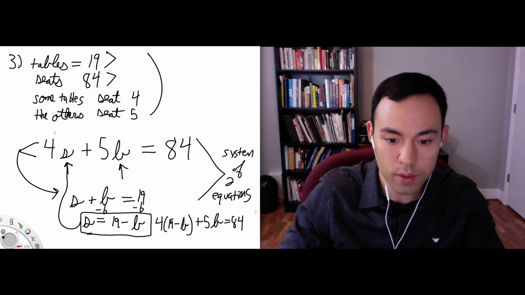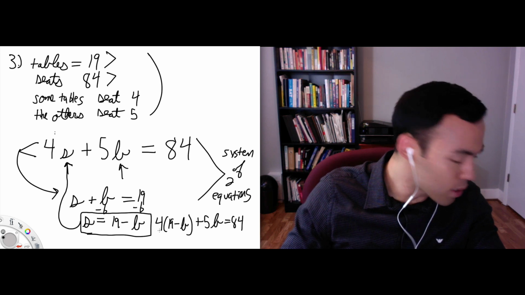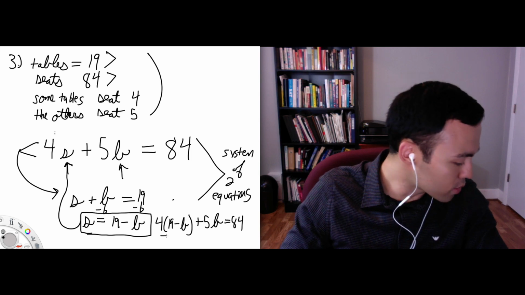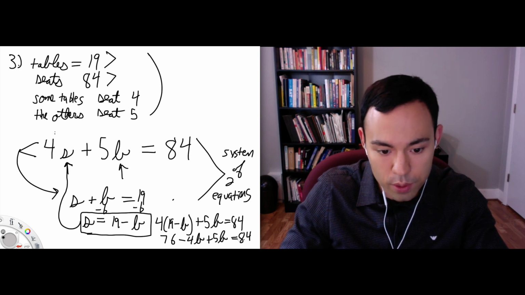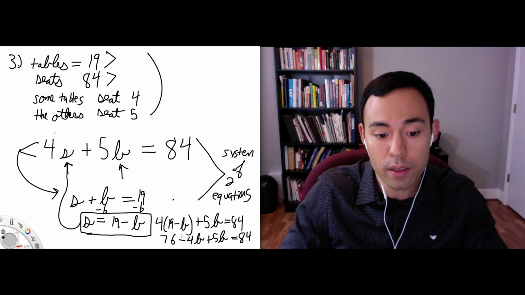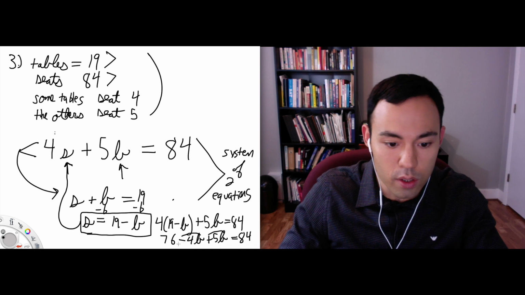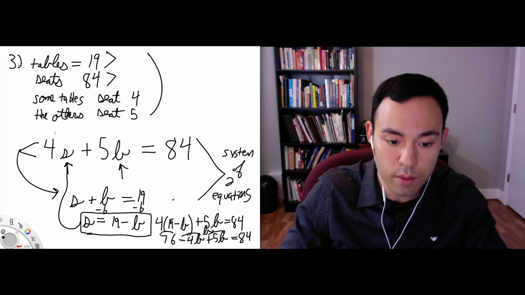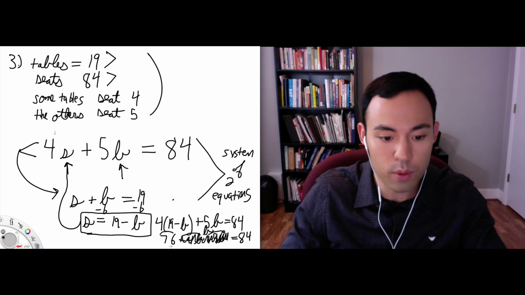Oh, I didn't even notice I had my little color palette out there. Okay, so here, if you want, you can pull out your calculator. 4 times 19, we're going to get 76 minus 4b plus 5b equals 84. You'll notice that if we collect like terms, negative 4b plus 5b is just b. So we have a 76 here plus b from these two. So these have summed up to just b equals the 84.